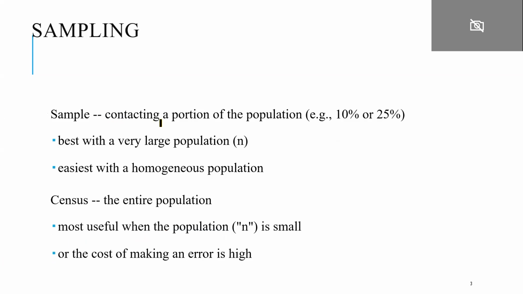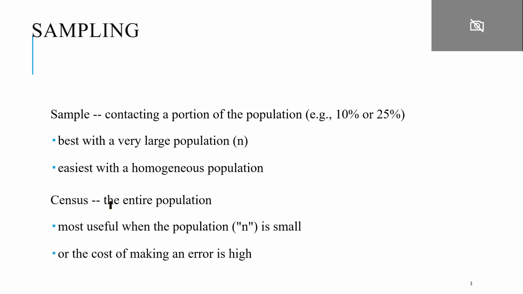A sample contains a portion of the population, that is 10% or 25%. It is best with a very large population, with a small n. It is easiest with a homogeneous population. What do you understand by a homogeneous population? Homogeneity means similarity, you can say.